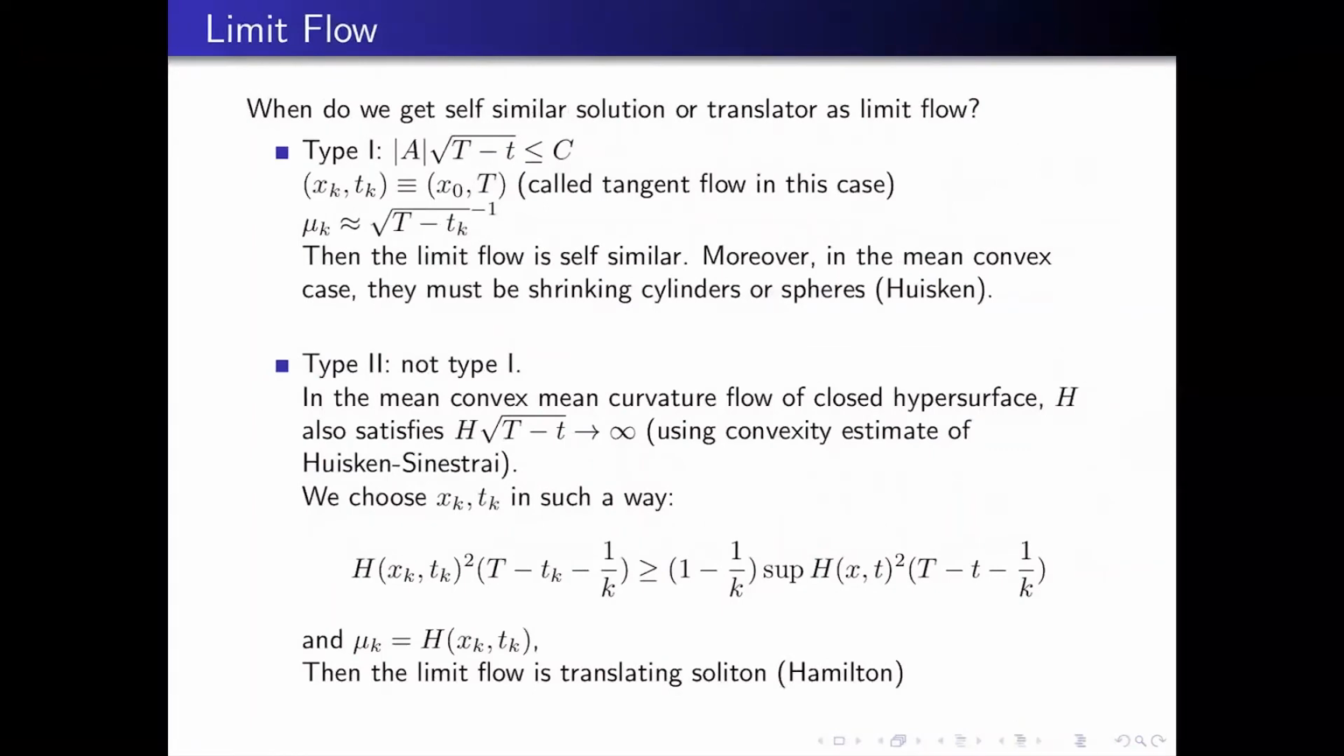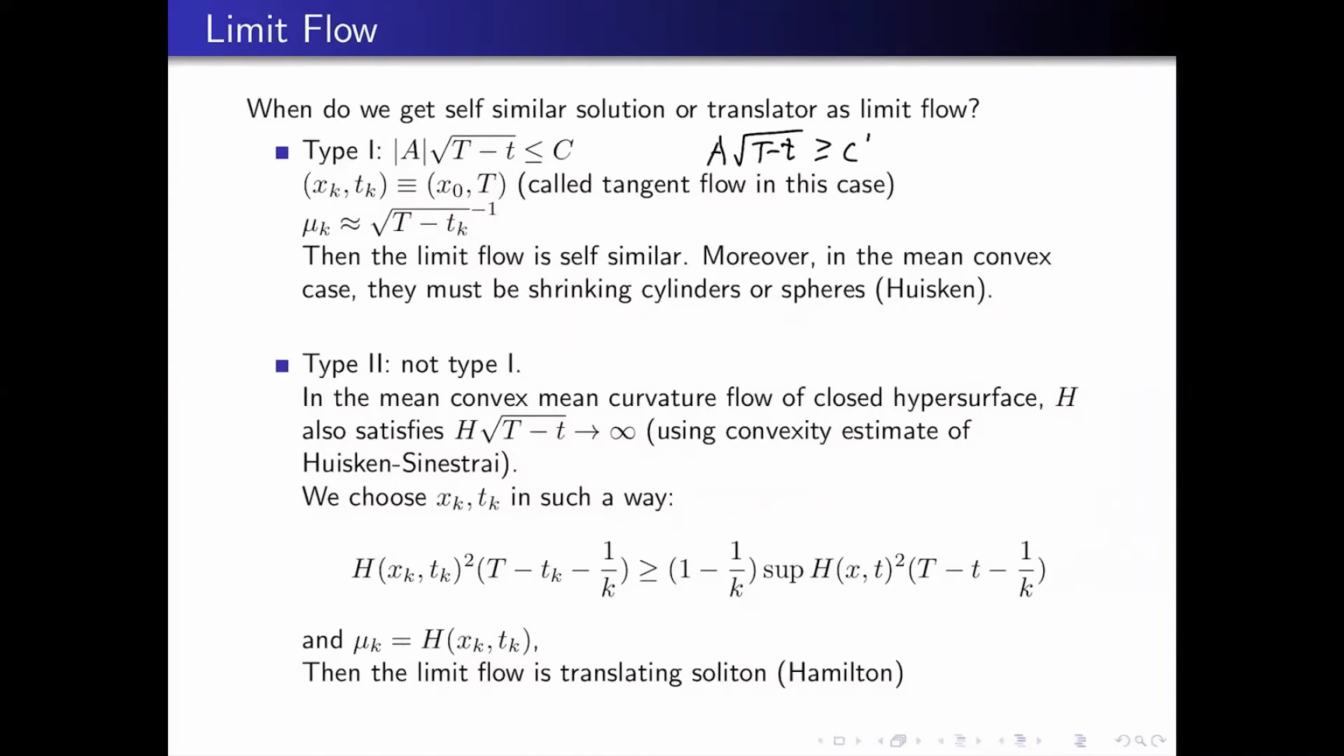Now let's talk about some special cases of the previous theorem, which was obtained earlier. The first is that when we have a type 1 solution, then we can have an easier argument. The type 1 solution is defined to be the solution whose curvature blows up at the rate at most the remaining time to the minus a half. Remember that A times root T minus t is at least greater than C prime for another constant C prime.